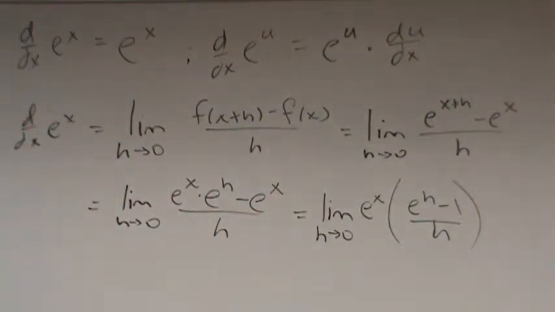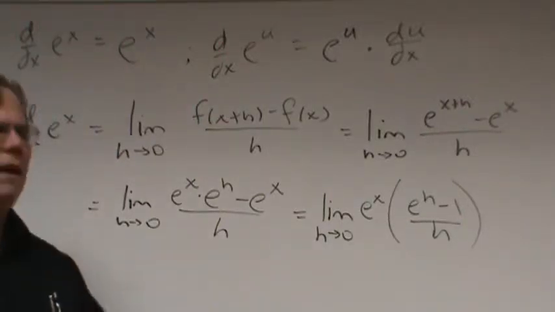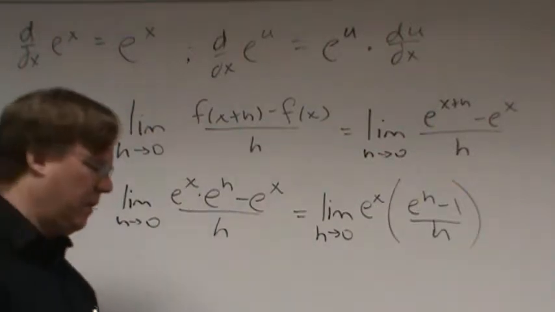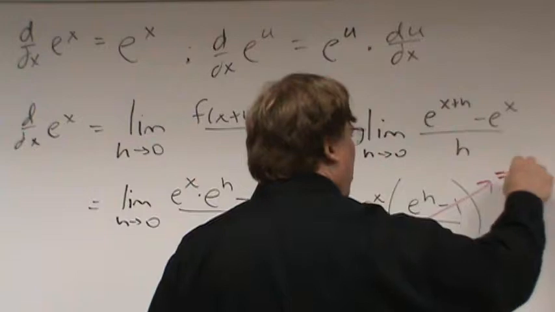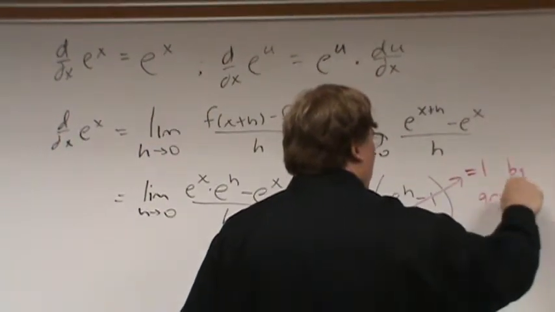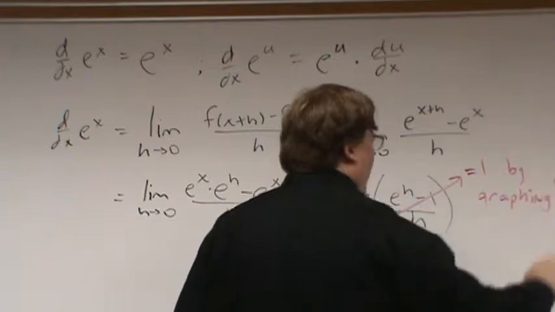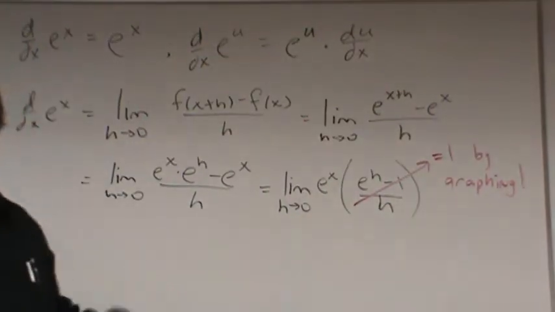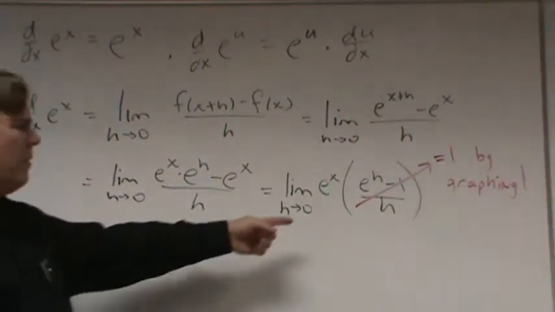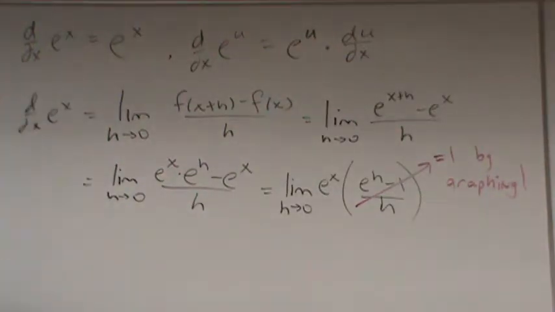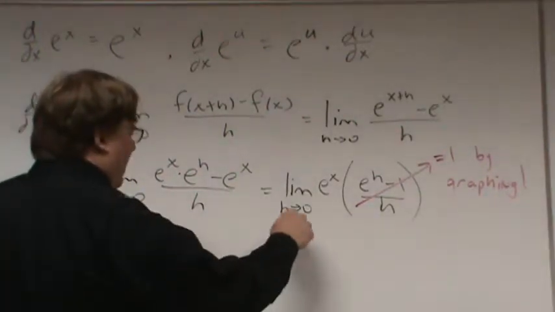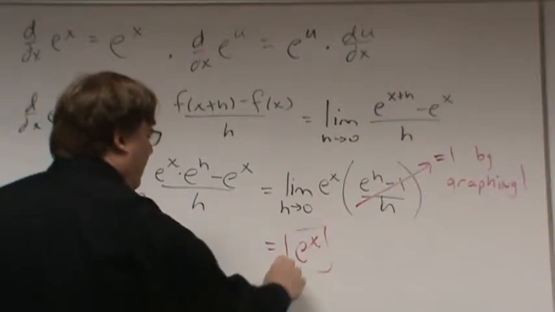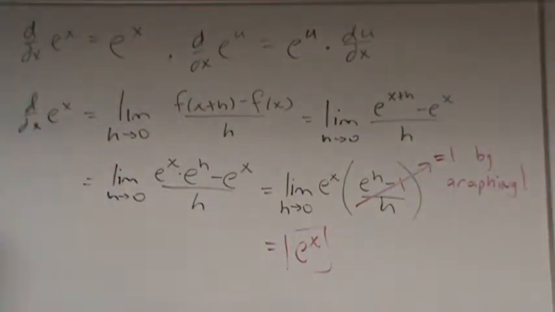But it just so happens, if you were to put this on your graphing calculator and graph e to the x minus 1 over x, and then see what the graph does as x gets really close to 0, it turns out that this ends up equaling 1. There are other ways to show it equals 1. One way would be L'Hopital's rule, but we haven't learned L'Hopital's rule yet, so you would just have to graph it. You'd find that the graph gets really close to 1 when x gets really close to 0. So you end up with just the limit as h approaches 0 of e to the x, which is e to the x. Ta-da! So I hope you believe.